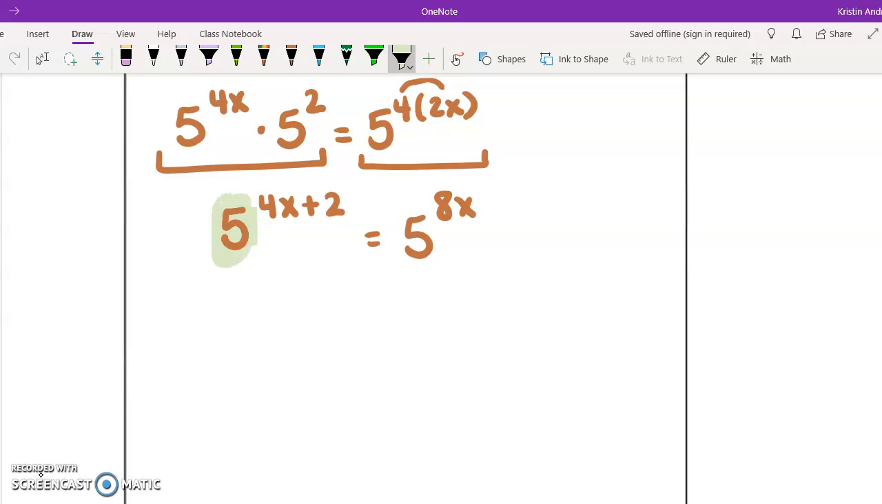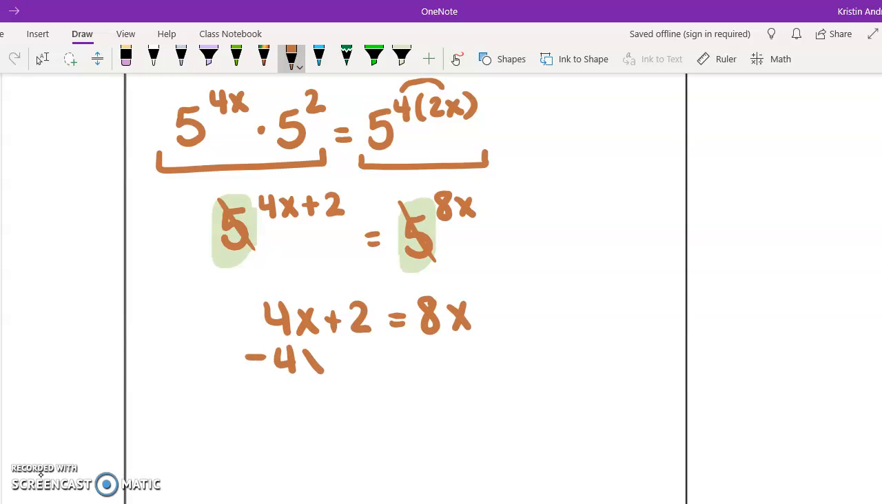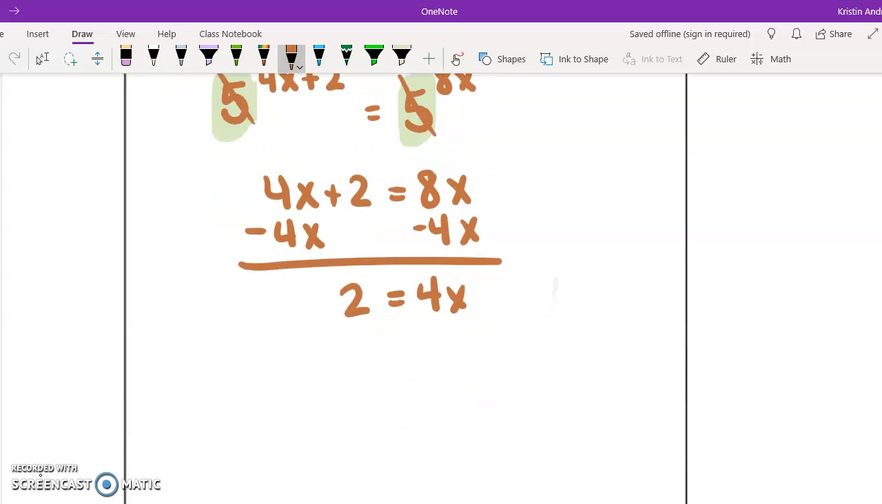Once these bases match, you can cross them out. So 4x plus 2 equals 8x. And now we're solving for x. X equals 2/4, which reduces to 1/2.